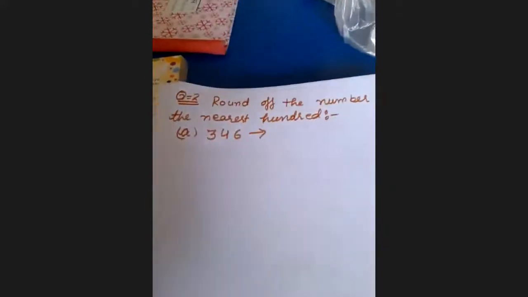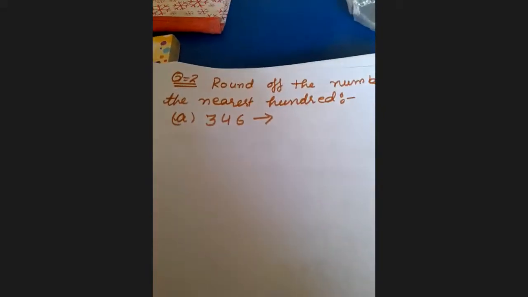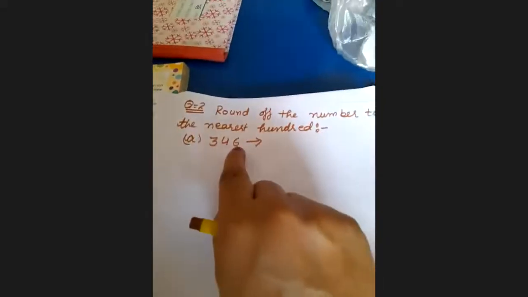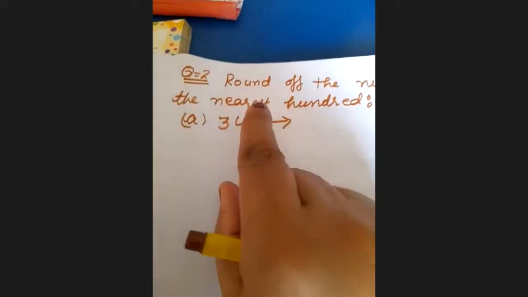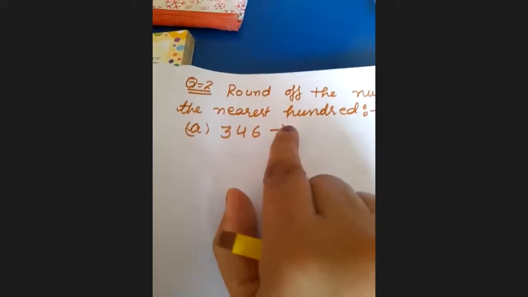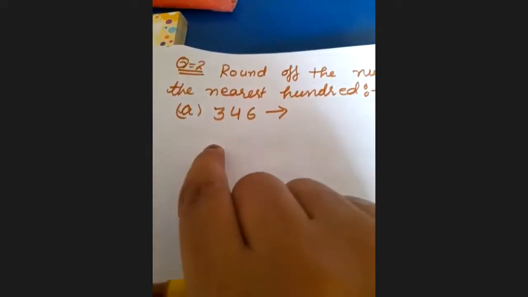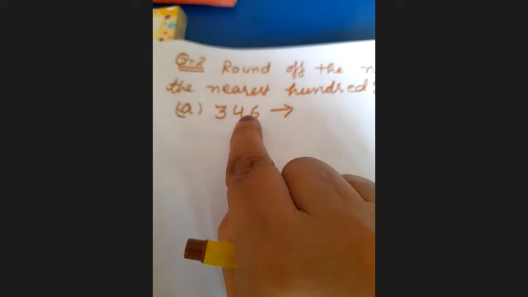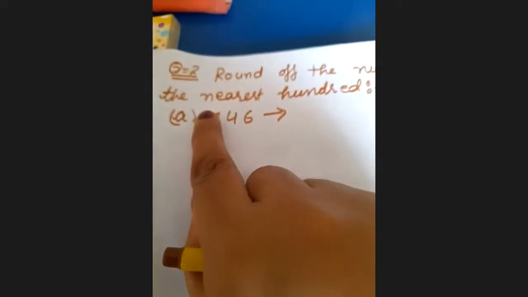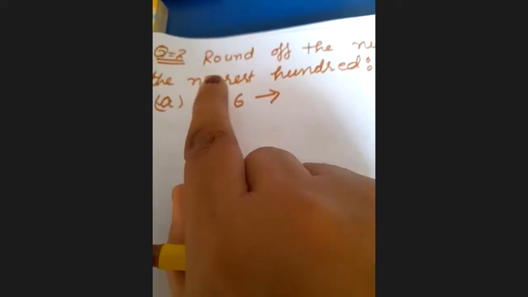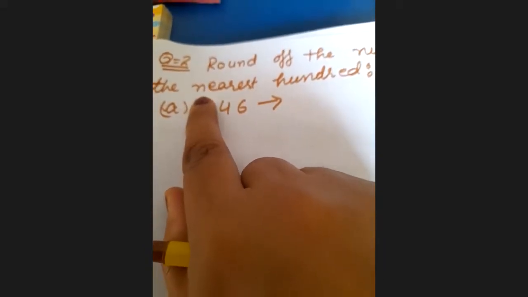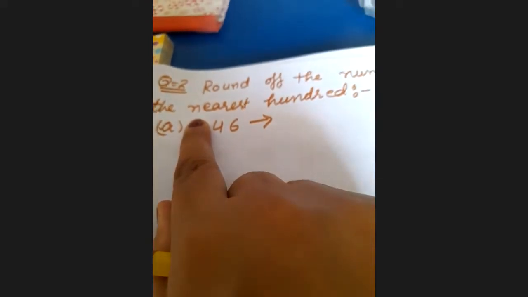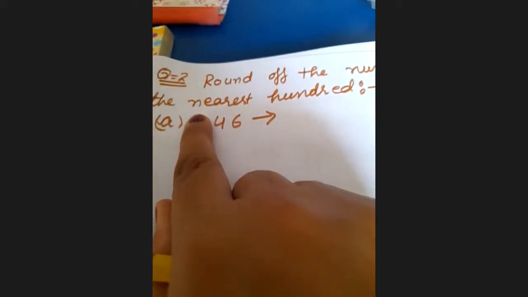Now, students, round off the number to the nearest 100. Now, ones, tens, hundreds. So put your finger at the 100 place value number. Ones, tens, hundred. So put your finger at 3, the 100 place value number. And observe the next number. Next number is 4.